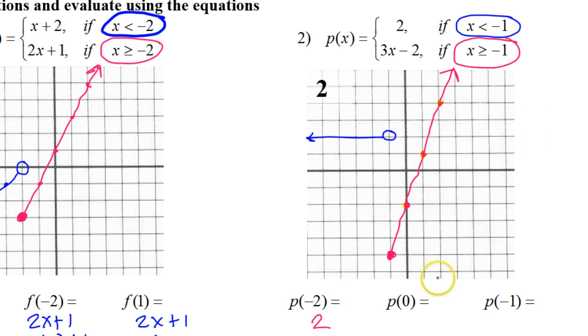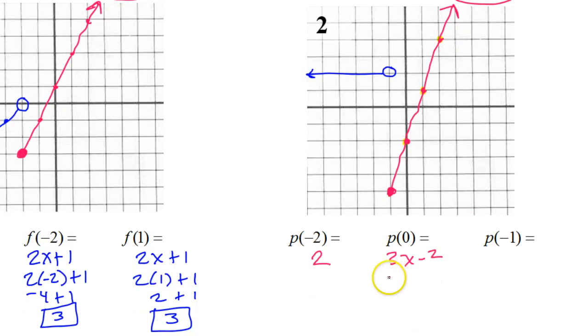Okay, what about 0? 0 is greater than negative 1. So we're going to use the bottom function. All right, so we're doing 3x minus 2. That's 3 times 0 minus 2. That's 0 minus 2. That's negative 2.